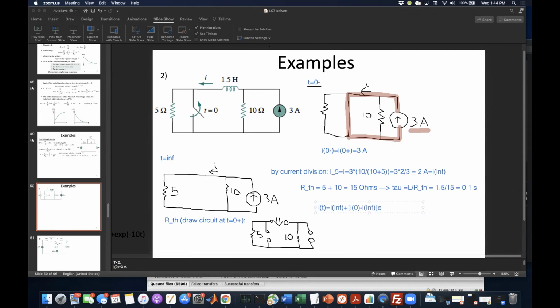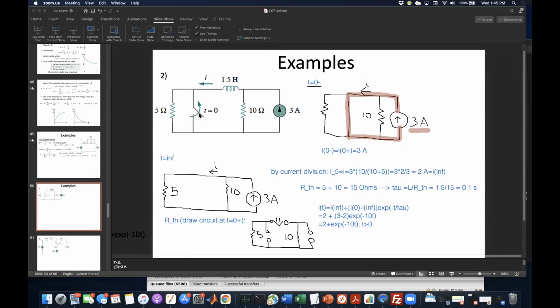So this is our natural response that I'm typing here. That's equal to 2 plus 3 minus 2 times exponential negative 10t, equal to 2 plus exponential negative 10t. And that's our final answer here. This is valid for time t greater than or equal to 0. So it starts out at 2 and it rises to a final value of 3.